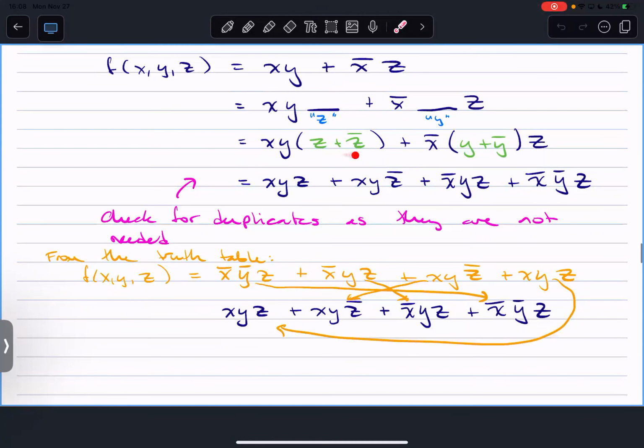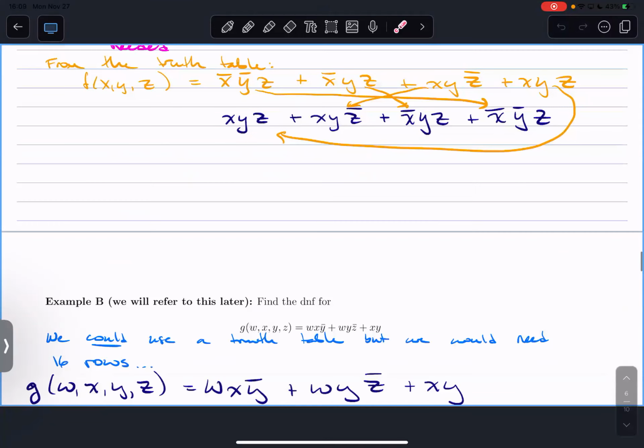Then we multiply by 1, a convenient value of 1, which doesn't alter the equation. But then when we distribute, xy times z makes xyz, xy times the complement of z, xyz complement, and so on and so forth. You're allowed to remove any duplicates. They don't cancel out, but you've already said it, and so you don't need to say it twice.